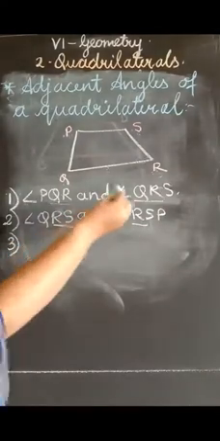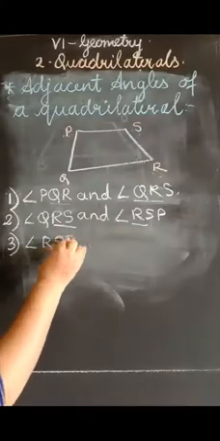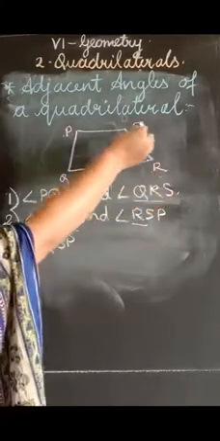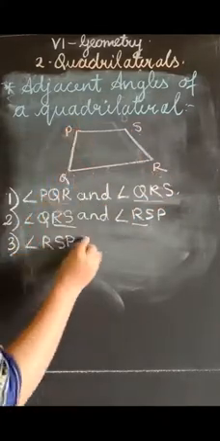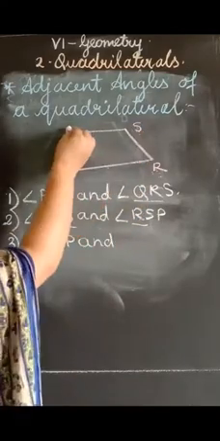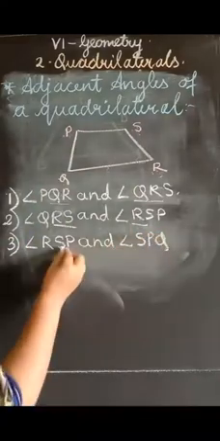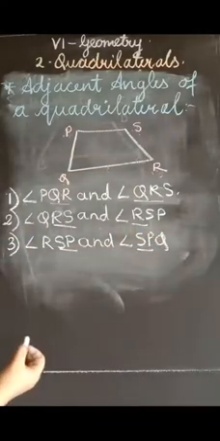Now third pair, take this angle RSP. See here, angle RSP. Which will be the adjacent angle to this? Which will start from S? Angle SPQ. So SP is the common side.